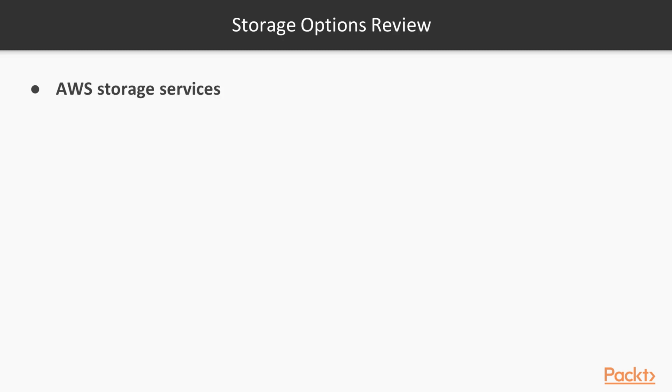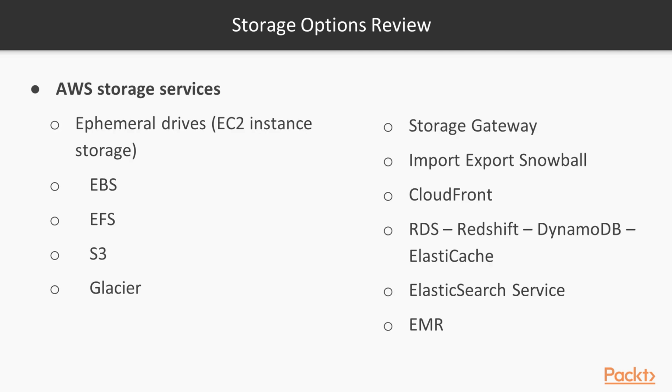AWS has multiple storage services. As we can see here, we have everything from ephemeral drives, the EC2 instance storage, to Elastic Block Store, EBS, Elastic File System, S3, Glacier, etc. We will see a few of them here and how encryption works with them. So remember, most of these services, all of them, have an encryption option and different ways to secure your data on them. We are going to review a few of them, the most important and popular.